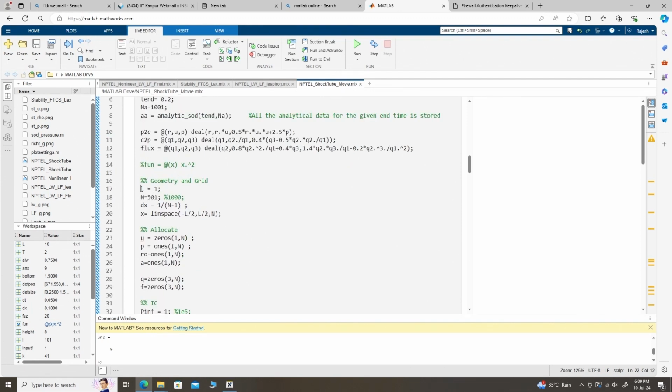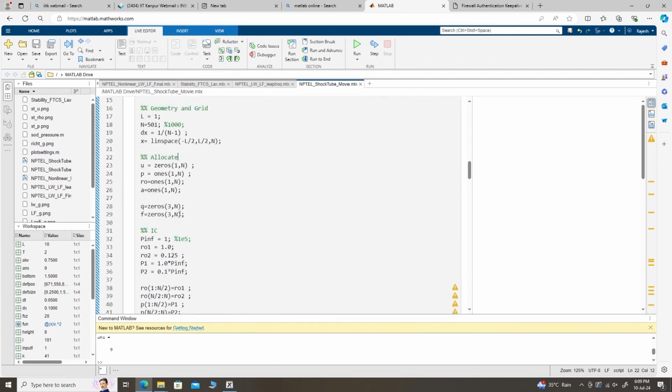I am taking length equal to 1. So basically I am taking from minus 0.5 to plus 0.5, that is minus L by 2 to plus L by 2, taking n equal to 501. So this is 500 grid points, and these are just some allocations. So I am allocating.